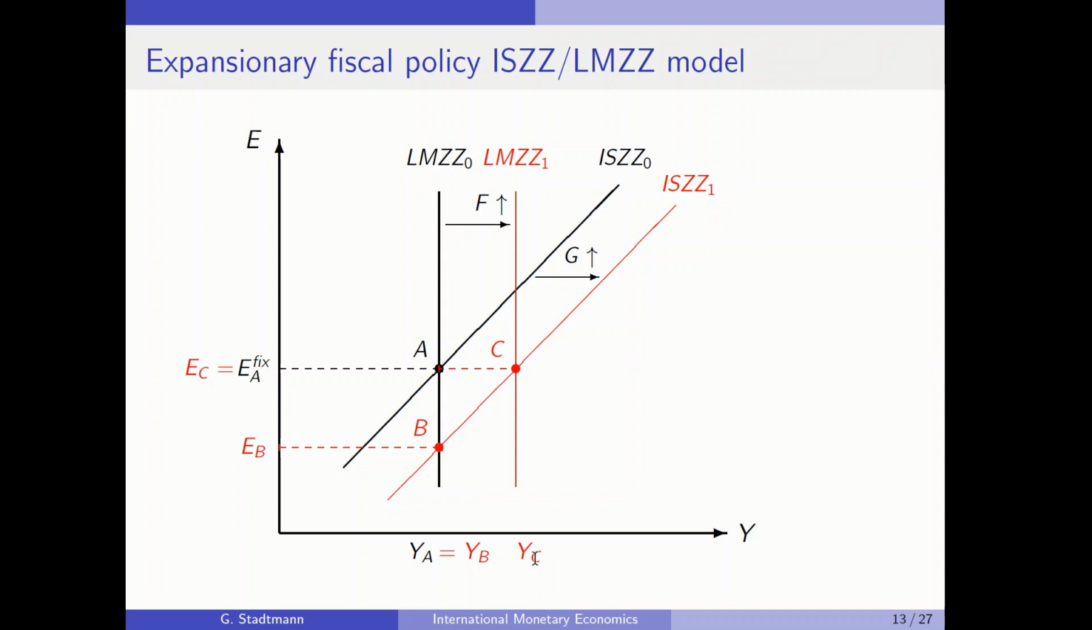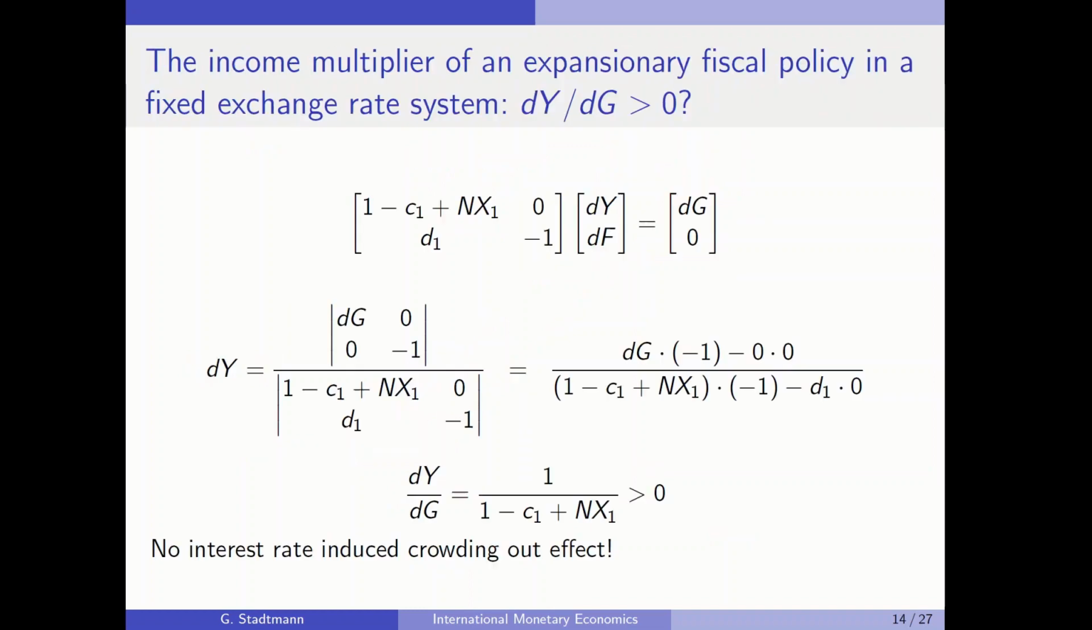This is an important result, so that we want to confirm this result by computing the income multiplier. The income multiplier of an expansionary fiscal policy in a fixed exchange rate system is indeed larger than 0. So in the solution vector, we are assuming that all variables are constant except government spending. Government spending increases so that dG is positive. We are inserting the information from the solution vector into the first position of the coefficient matrix because of the fact that GDP is located on the first position of the two unknowns.